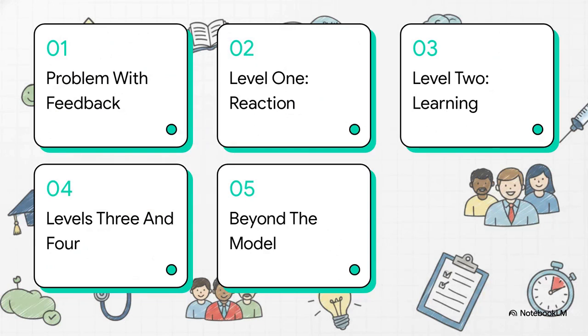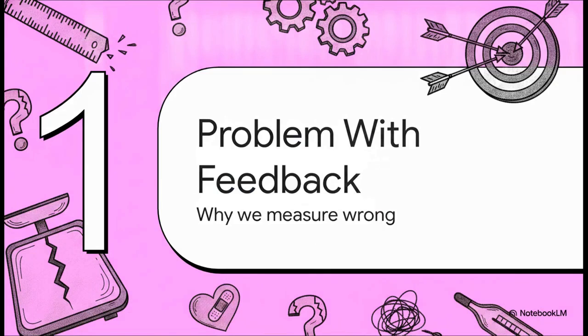So here's our roadmap for this explainer. We're going to tackle the problem with feedback, and then walk through the 4 levels of Donald Kirkpatrick's evaluation framework: reaction, learning, behavior, and results. And finally, we'll look beyond the model itself. Okay, let's dive into this.